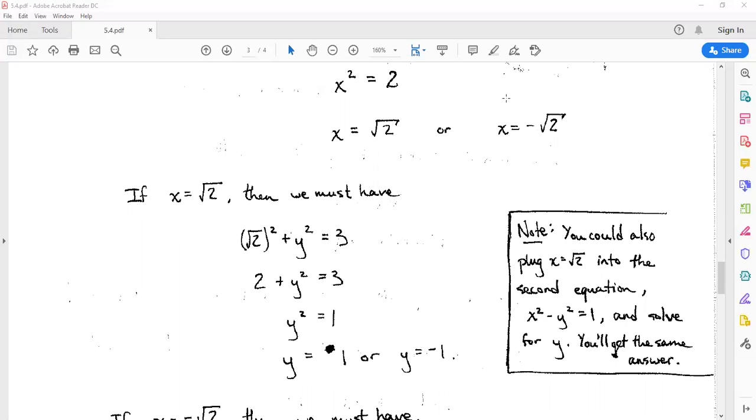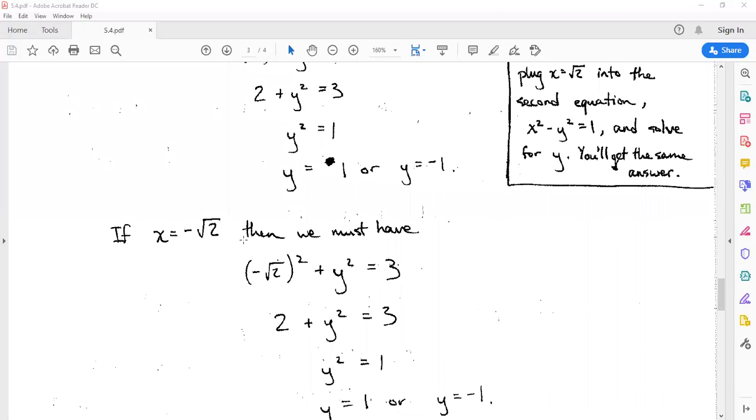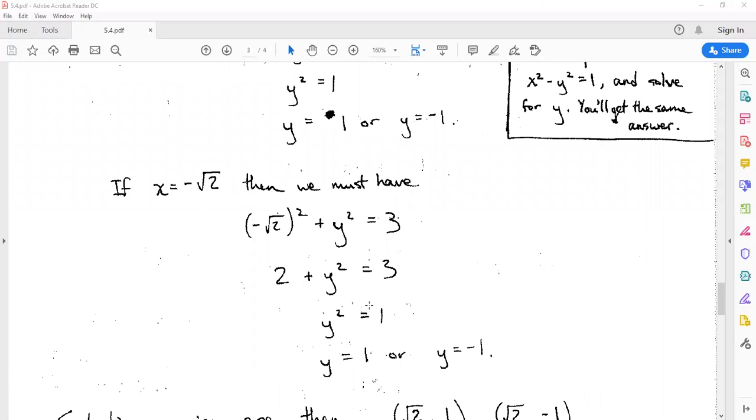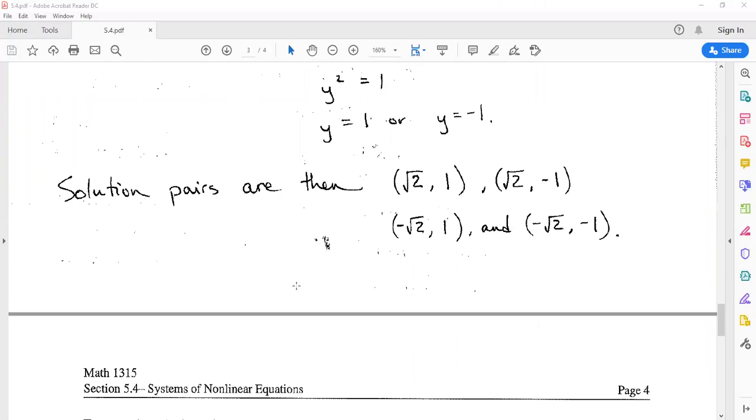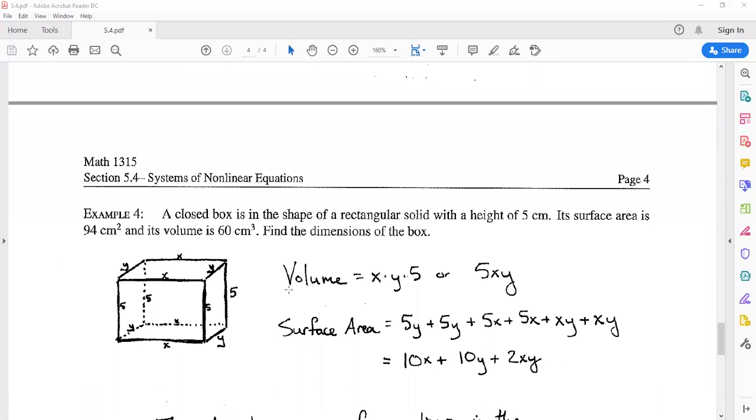So now we'll go and do the same thing when x is minus the square root of 2. But oh gosh, when you square minus the square root of 2, you just get 2 again. So this reduces to the same equation, y squared equals 1. And so again, y equals plus 1 or minus 1. So in the end, we get four solution pairs: the square root of 2, comma 1; the square root of 2, comma minus 1; minus the square root of 2, comma 1; and minus the square root of 2, comma minus 1. Excellent.